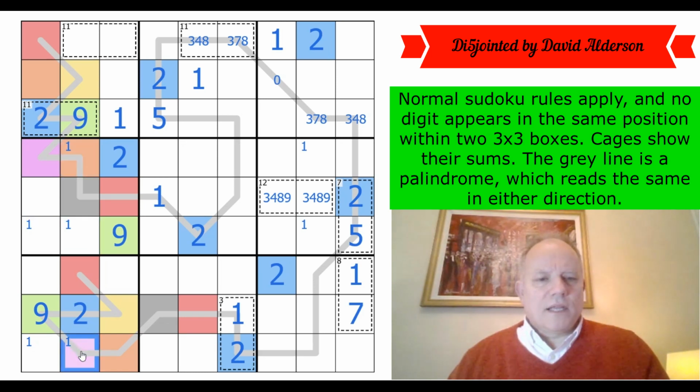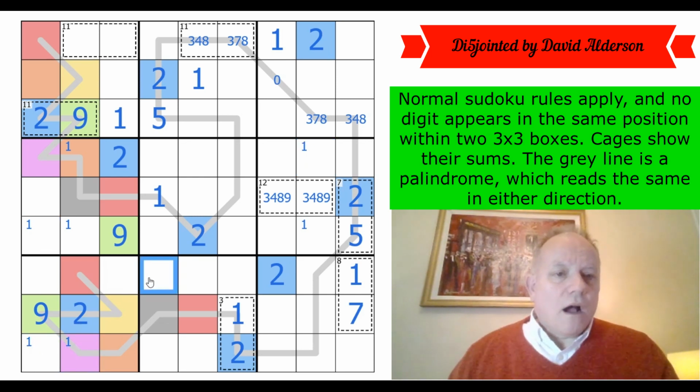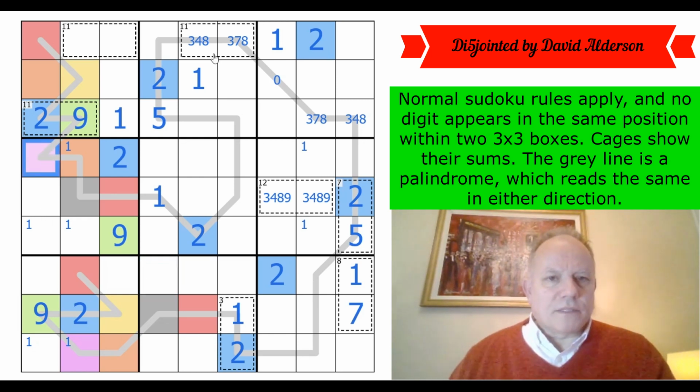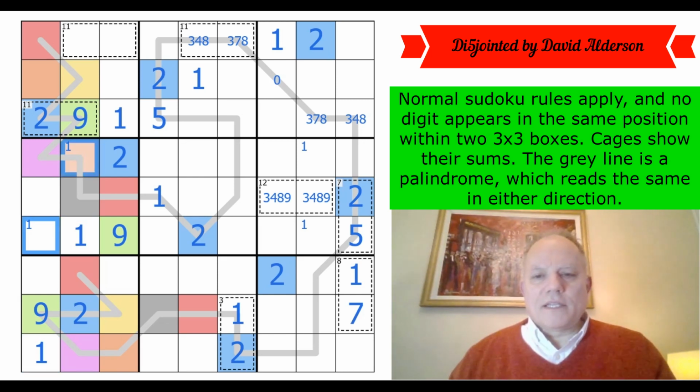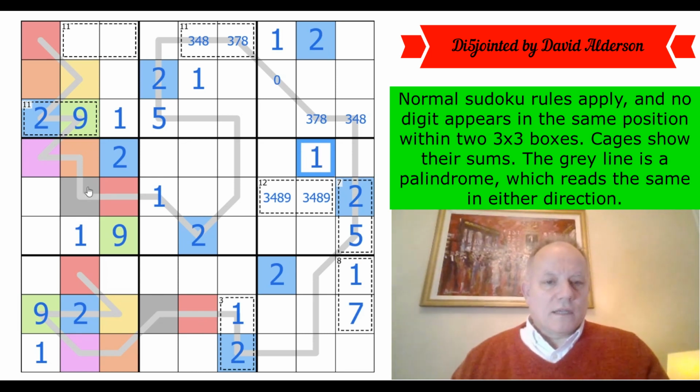So if 1 is there, then that's a 1 and that's a 1. But if 1... Okay, yeah. But purple isn't 1 because of the disjoint subset, so that's not a 1. There we go. Gosh, that's a really interesting way that disjoint and palindrome are working together. Very neat. And that's finished off our 1s, I think. They're all done. So, can we get any further on 9s?